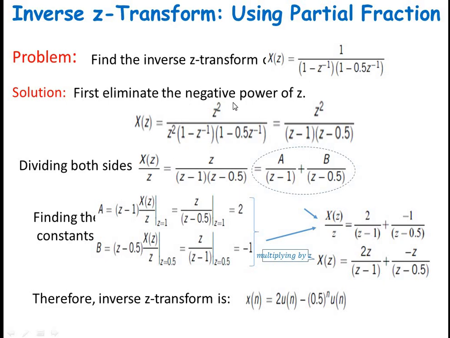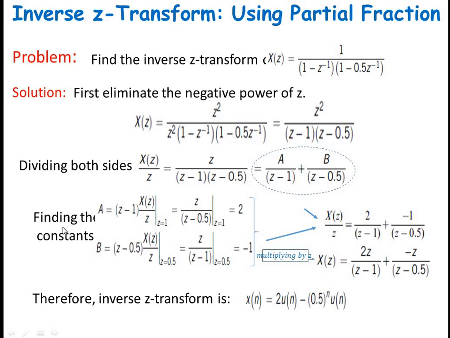So the first step is to eliminate the negative power, and the second step is to divide X of Z by Z. By doing such division, we can write this as Z divided by (Z minus 1) into (Z minus 0.5), right? Now we have two factors in the denominator, so we can write this as A divided by (Z minus 1) plus B divided by (Z minus 0.5). So this is the partial fraction method.